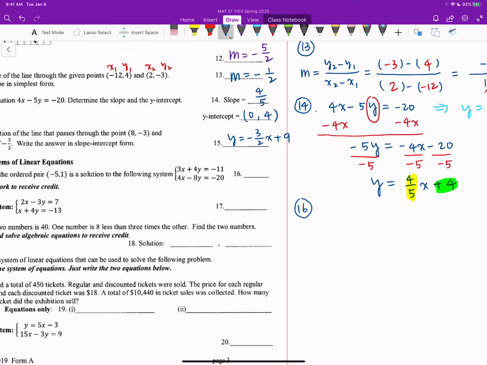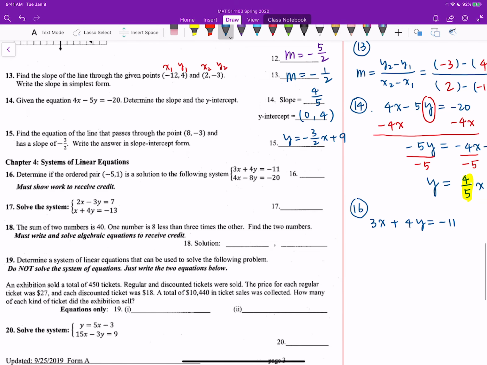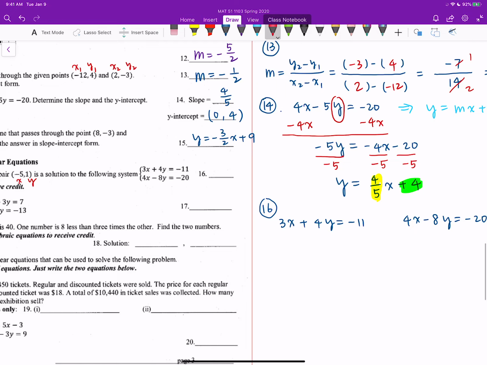So all you need to do is basically plug it in. We have two equations. Let's write down the two equations. 3x plus 4y equals -11. And then you have the other equation, 4x minus 8y equals -20. So you simply plug in the point, -5 and 1. Those basically are x and y. So you just replace x with -5, replace y with 1.